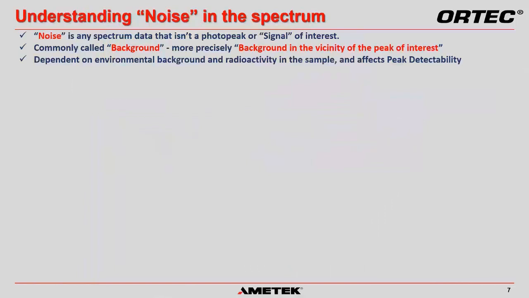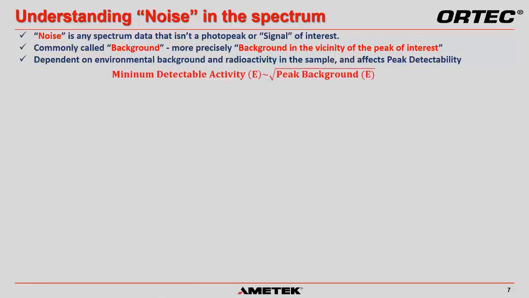Having reviewed the photon interactions, we can better understand what is meant by noise in the spectrum. Noise is any spectral data that isn't a photopeak or signal of interest. We commonly refer to this noise as background, but more precisely we mean the background in the vicinity of the peak of interest. The peak background is dependent on the environmental background as well as radioactivity within the sample itself, and affects our ability to detect peaks of interest.